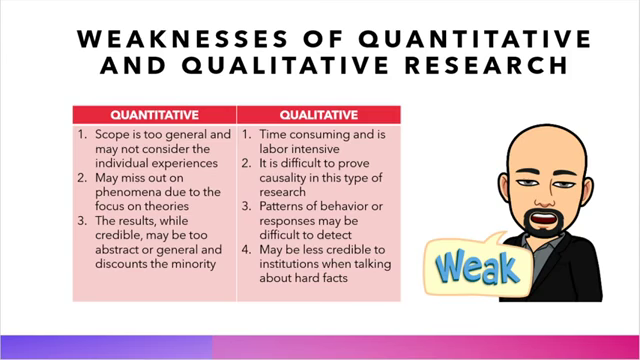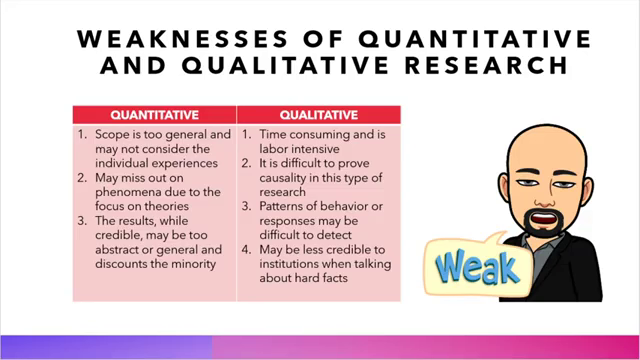Second, quantitative research may also miss out on certain phenomena due to the focus on theories. Because we have theories which we already established at the beginning of the research, and these theories will now serve as the basis of the quantitative research, then we may ignore or overlook certain emerging phenomena which may be extracted from the participants because we are theory-centric.